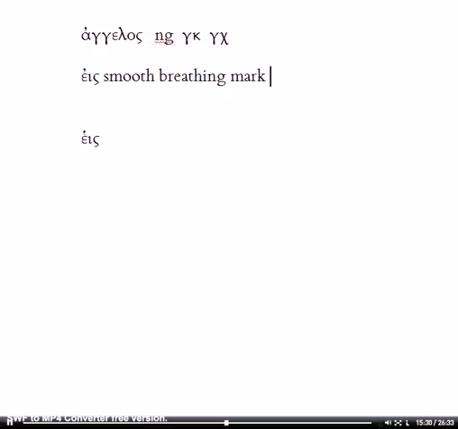Okay, this is the word for into, or in. That's what the word means. It's pronounced "hace." This has a rough breathing mark. It sounds almost like the letter H, except there really is no letter for H in Greek.